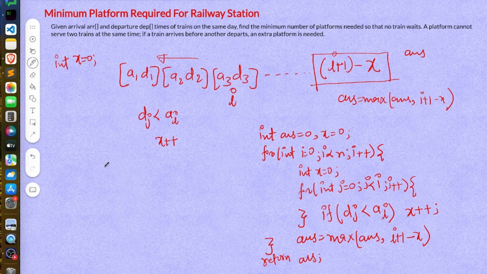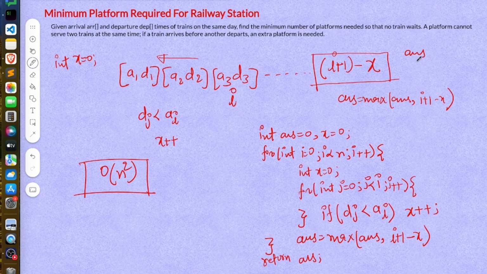So here the complexity, as we can see, is order of n square, right? Because we are using two for loops. We are going through each of the trains from I equals 0, I less than n, I plus plus, and for each of the trains before I, I'm just trying to find how many trains were there whose departure time is less than my arrival time, because if the departure time is less than my arrival time, it means that those trains have already departed. So just increment that x, and just update your maximum answer, right?